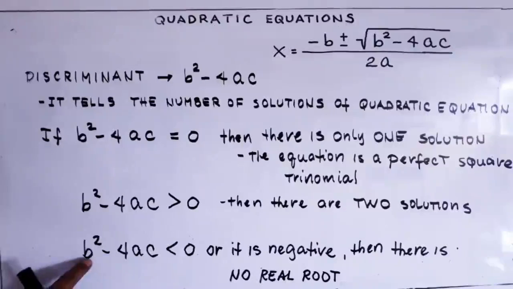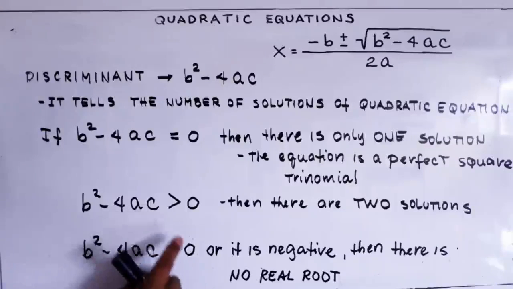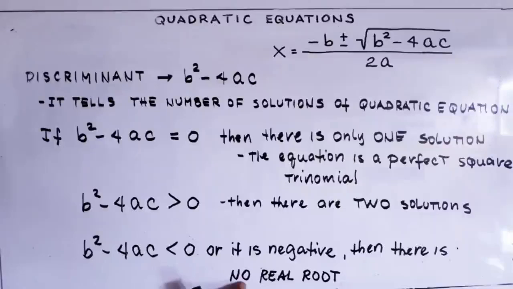Now, if upon substitution of a, b, and c the result is a negative number here, then we don't have the square root of a negative number. Therefore, that quadratic equation has no real root.